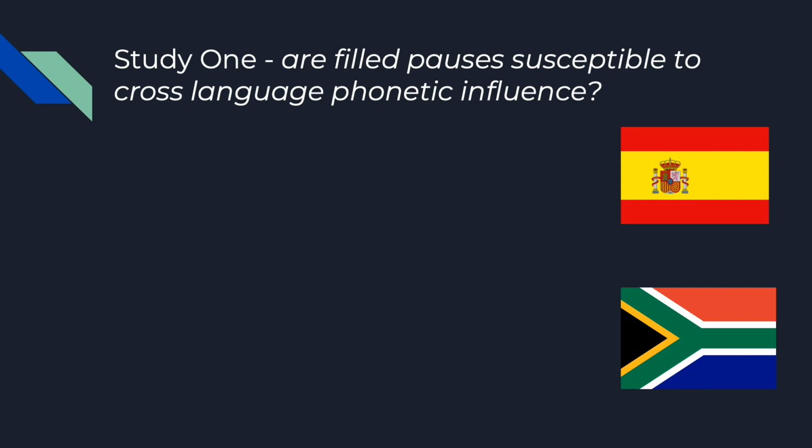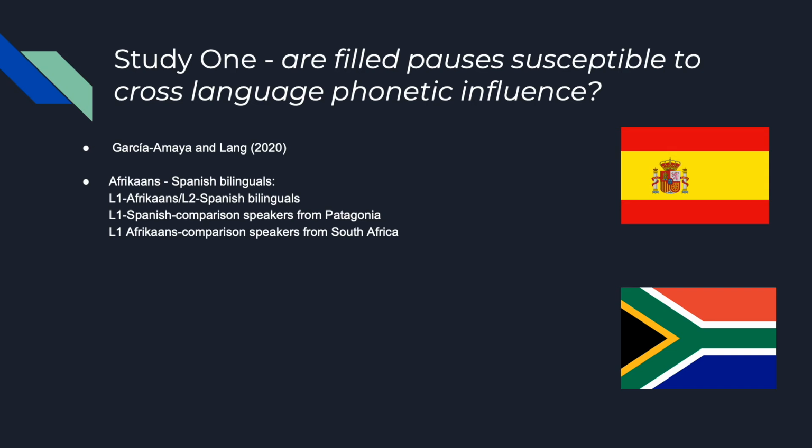The first study we're going to look at is a study conducted by Garcia, Amaya and Lang in 2020. Similarly to the Urker and Brusso study, it looks at FPs in Spanish, but this time in contact with Afrikaans. This type of language contact, as we know it, can only be found in one region of the world, in Patagonia, Argentina. The investigation looks at 3 phonetic aspects of FPs in the bilingual Spanish-Afrikaans speakers and compares them to 2 comparison groups, Spanish speakers from Patagonia and Afrikaans speakers from South Africa.